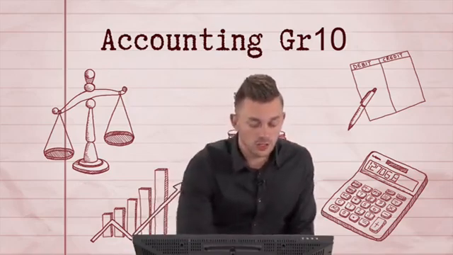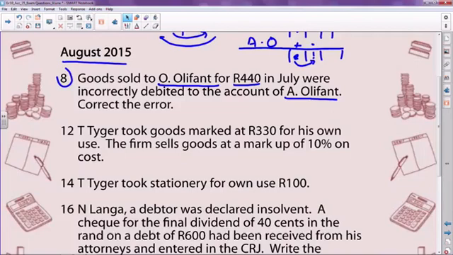The second one: what took place on the 12th. T. Tiger took goods. Remember, he's the owner. Marked at 330 for his own use. The firm sells goods at a markup of 10% on cost. I'm going to quickly give you 1 minute to complete this transaction in the GJ.